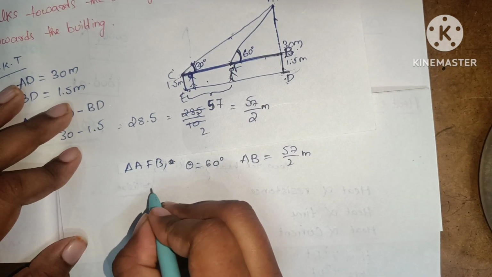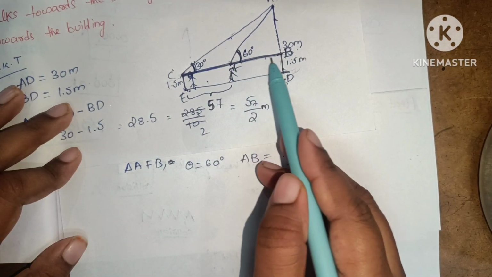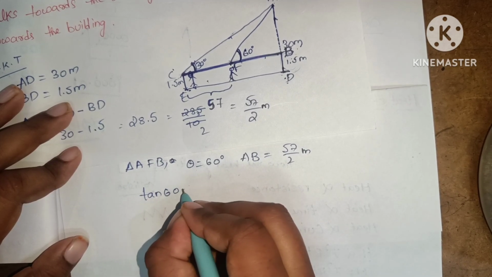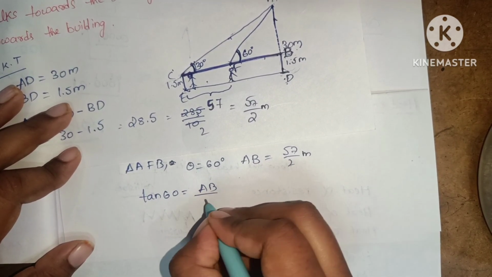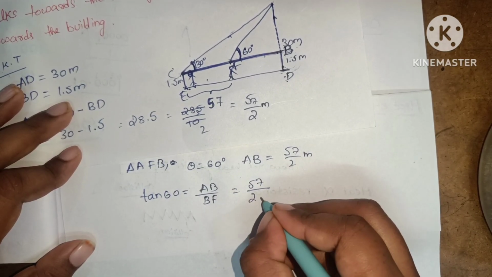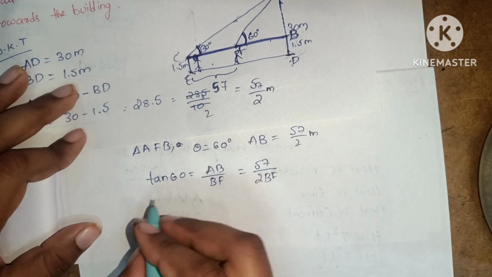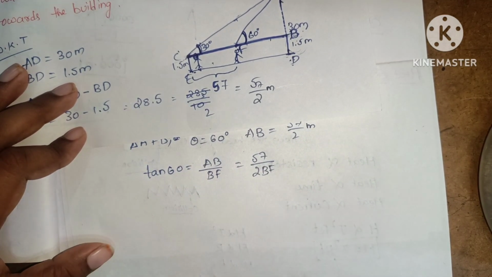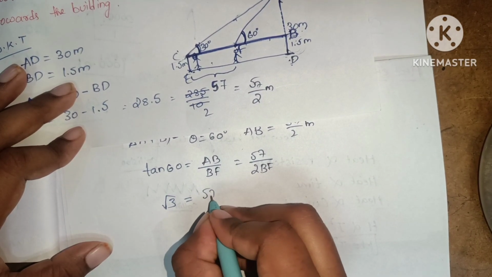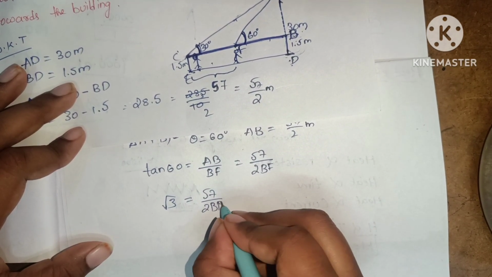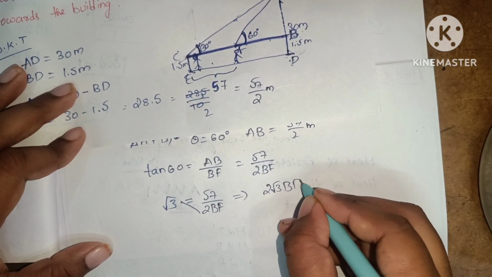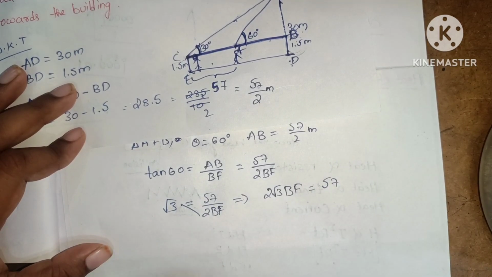Again here I want the adjacent side. I know the opposite side. That means which value do you have to take? Tan. Tan 60 equal to AB by BF. So AB means how much? 57 by 2 BF. So tan 60 value, how much here? Root 3. Write down this one, 57 by 2 BF. Now cross multiply. What will you get? 2 root 3 BF equal to 57.